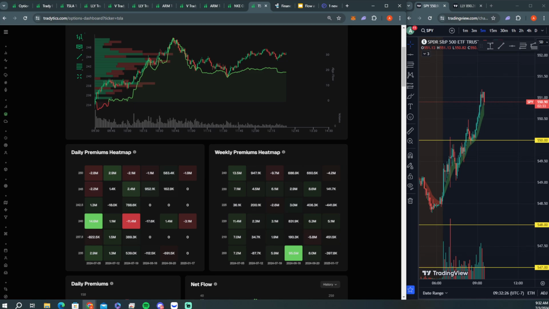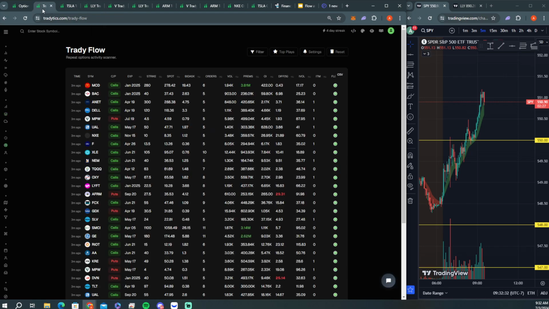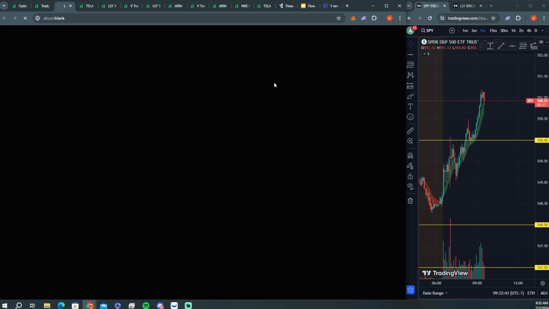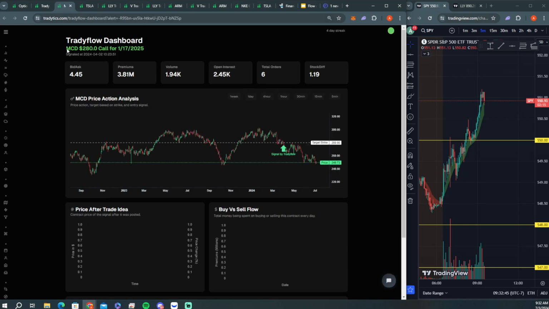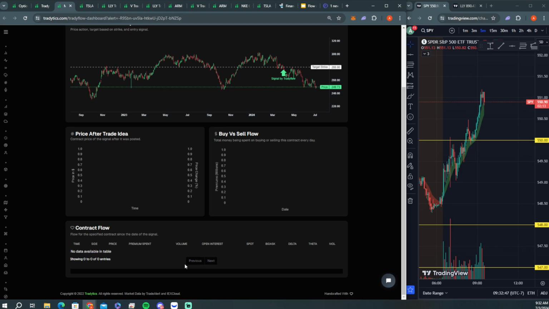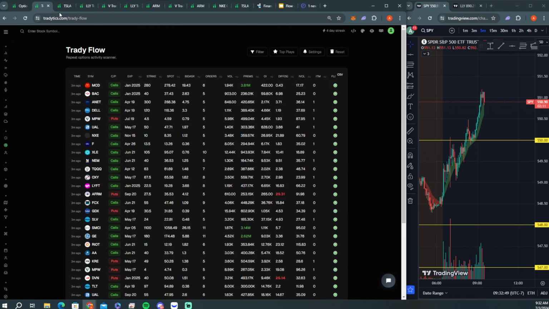Does 10 orders mean 10 contracts? No. 10 orders means 10 separate people. If we go over to Tradytics flow again, 6 different orders means 6 different people buying however many contracts. That's all it means. If we go into the specifics of this McDonald's one, oh, this one doesn't show it actually. That one's a little bit weird.